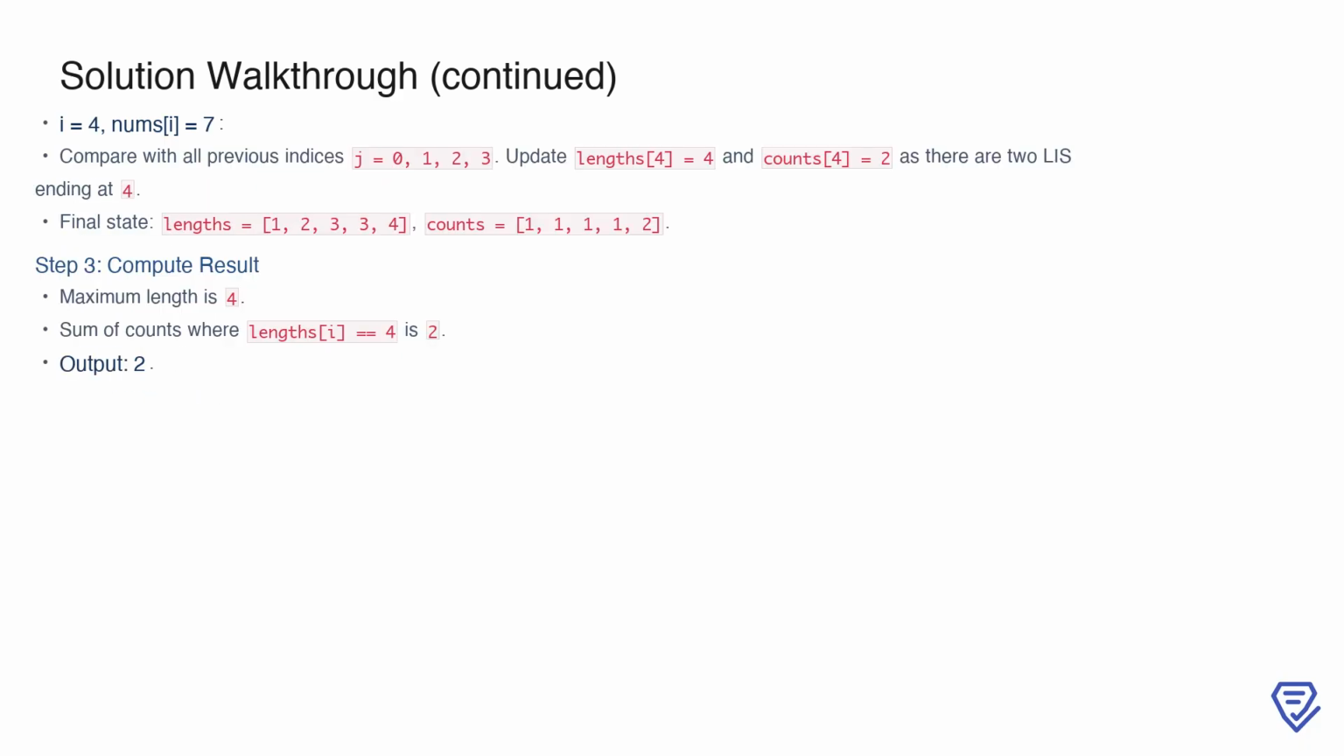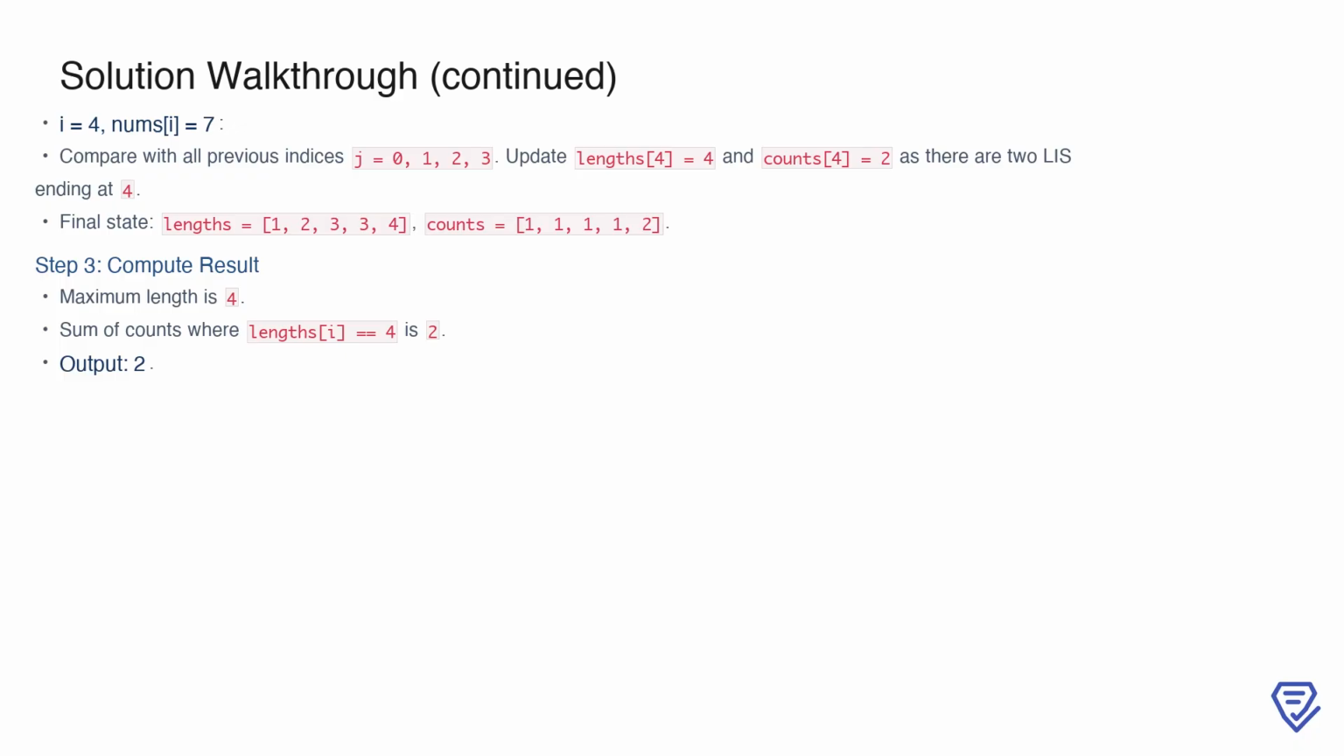Now for i equals 4 where nums[i] equals 7, we compare it with all previous indices. Starting with j equals 0, j equals 1, j equals 2, and j equals 3, we find that each of these elements is less than 7, so we update lengths[4] to the maximum LIS found, which is 4. Additionally, there are two ways to achieve this LIS ending at index 4, so counts[4] becomes 2. The final state of the arrays is lengths equals [1, 2, 3, 3, 4], and counts equals [1, 1, 1, 1, 2].